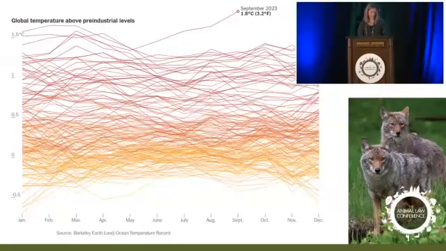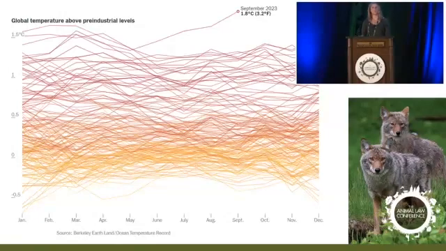Each of these lines on this graph is a global average temperature starting from 1850. The lighter orange lines at the bottom are from longer ago, and the darker red lines are more recent. What you see at the top of the graph is that the September global average temperature was much higher than it has ever been. You'll see that the September global average temperature was 1.8 degrees Celsius above pre-industrial levels.